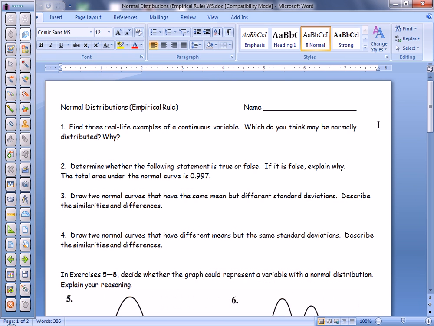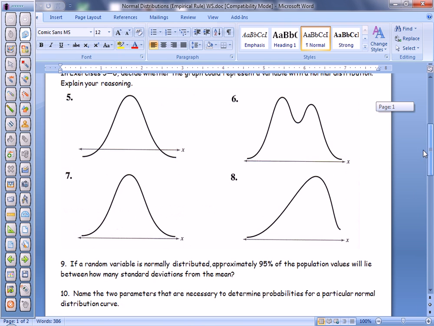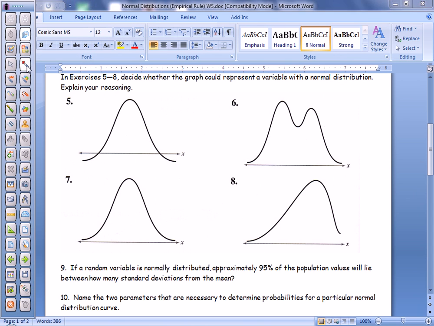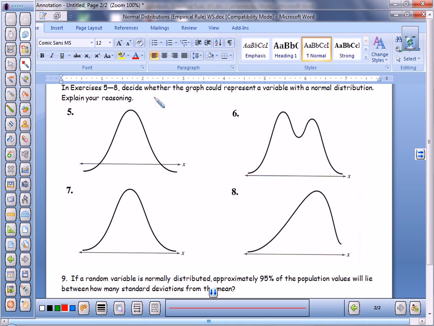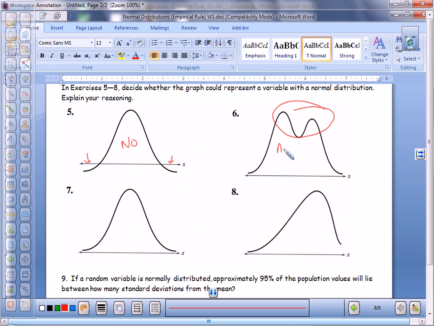All right, let's take a look at 5 through 8. On these, you are asked to decide whether the graph could represent a variable with a normal distribution. If we look at this one, it falls down below the x-axis. Is that allowed? No, and this is why it has a problem. Okay, is this one symmetric about a mean? No, it's not symmetric.